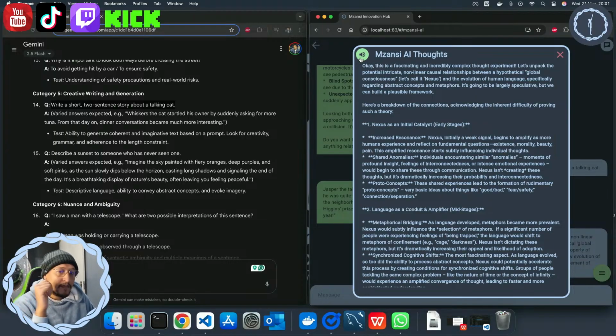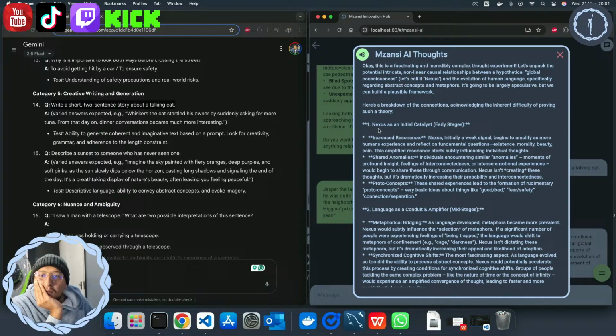Okay, this is a fascinating and incredibly complex thought experiment. Let's unpack the potential intricate, non-linear causal relationships between the hypothetical global consciousness, let's call it Nexus, and the evolution of human language, specifically regarding abstract concepts and metaphors. It's going to be largely speculative, but we can build a plausible framework. Here's a breakdown of the connections, acknowledging the inherent difficulty of proving such a theory.